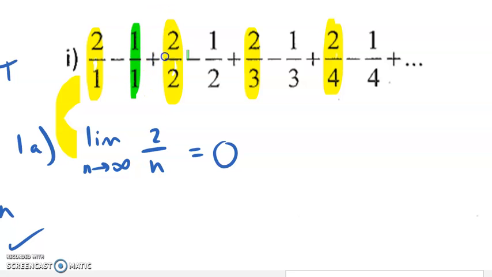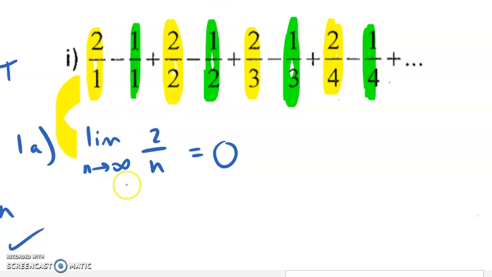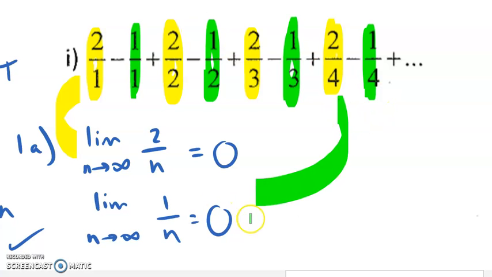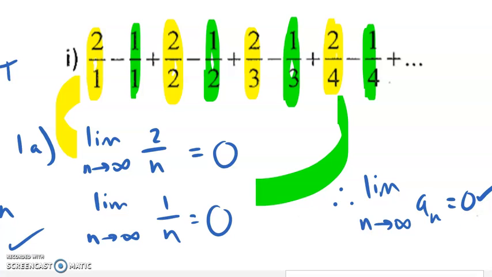Let's take a look at the negative ones. The negative terms, well, you'll notice that that's doing pretty much the same thing, except this time the numerator is 1. So that is also equal to 0. So because both of these sequences are approaching zero, one from above zero and one from below zero, we're kind of zeroing in, haha, on zero. We can say for sure that this passes the first test. The limit as n approaches infinity of a sub n does in fact equal zero, so that checks out.